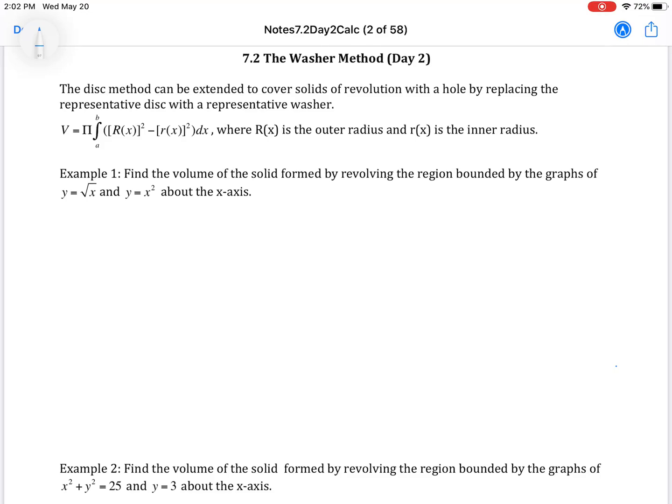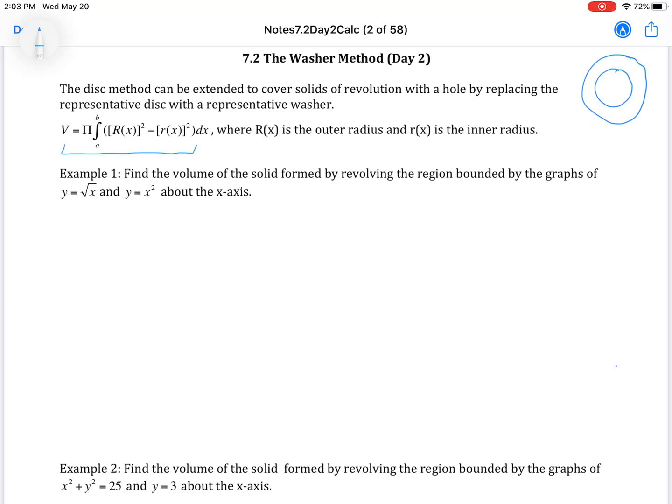Okay, second method we have to learn about is something called the washer method. The best way of thinking about it, think of an actual washer. If you see a washer, it's sort of like a donut hole. You have a gap going on inside. Unlike the disc, which was rotated right up against the axis of rotation, the washer is not. So you're going to have a gap going on.